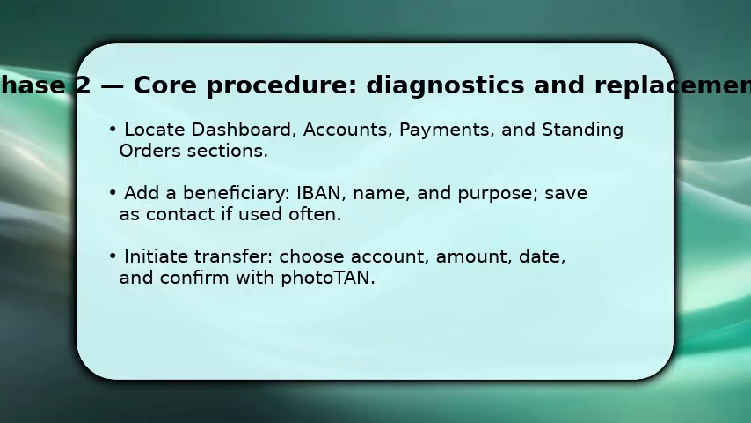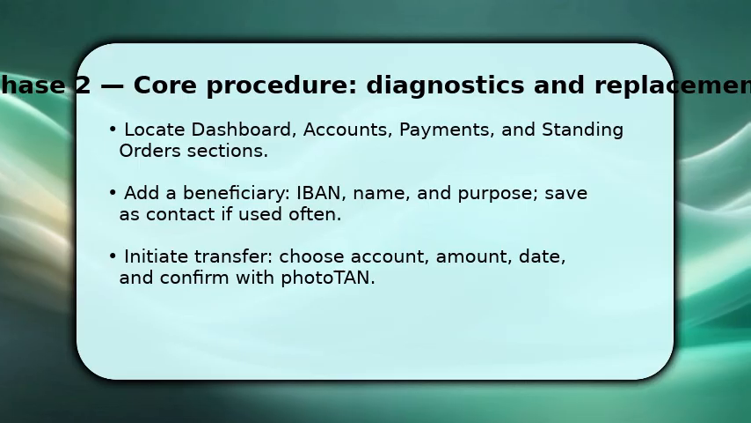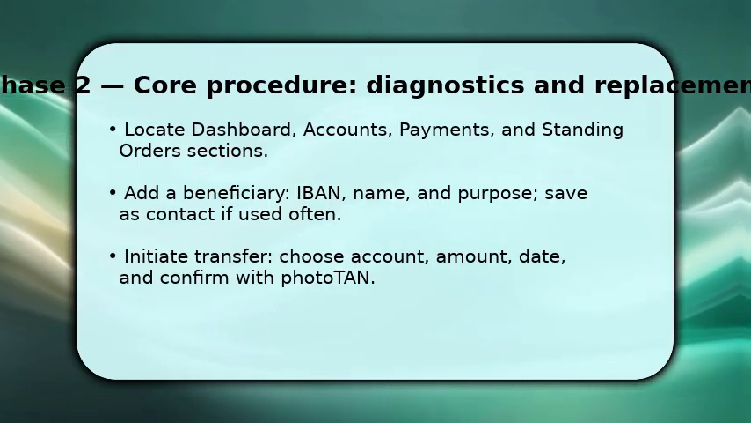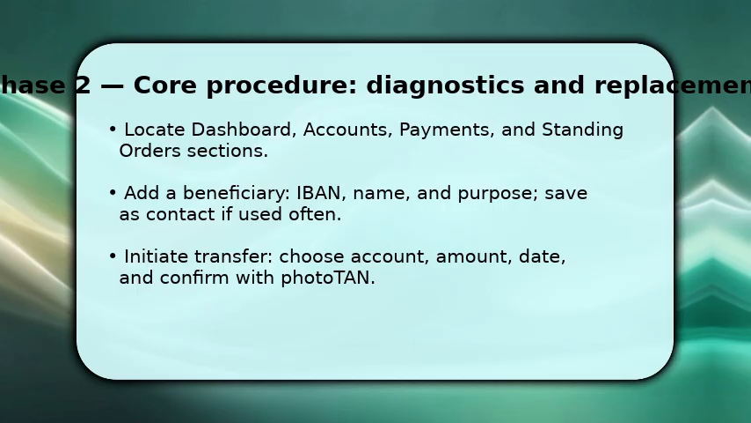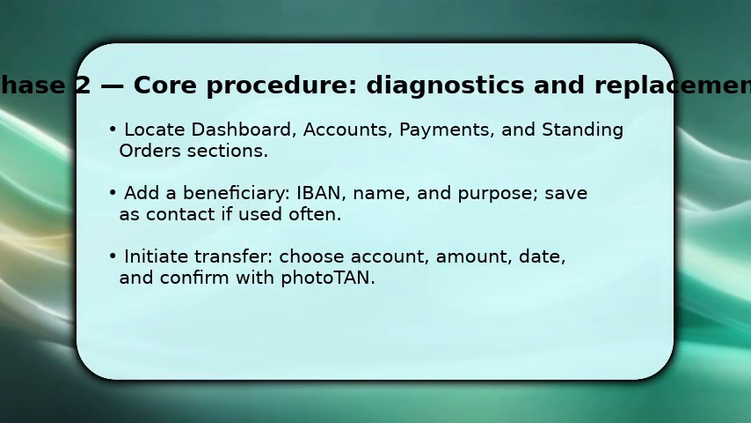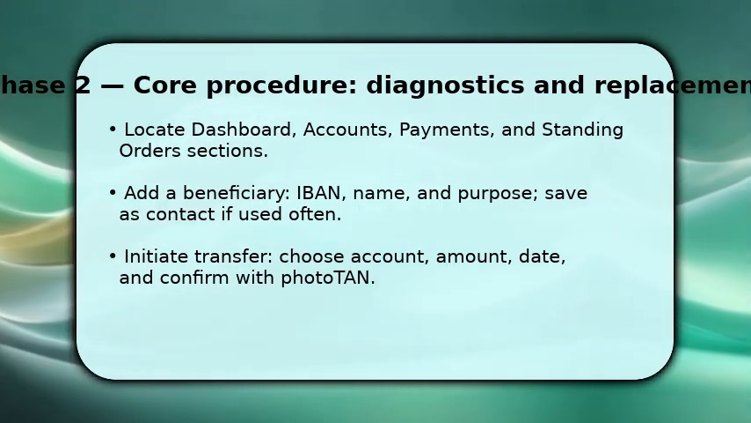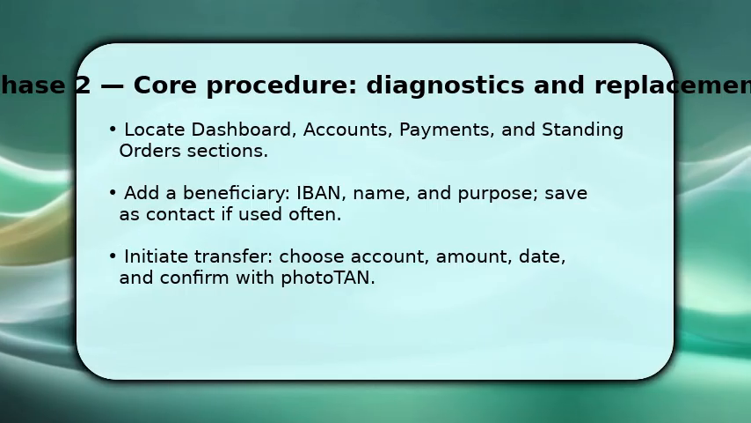Once logged in, you navigate to the dashboard and accounts to view balances. This gives context for any transfer. To send money, go to Payments, then add beneficiary, enter IBAN, recipient name, and payment purpose, and save if recurring. Next, choose the source account, enter the amount, set an immediate or scheduled date, then preview.